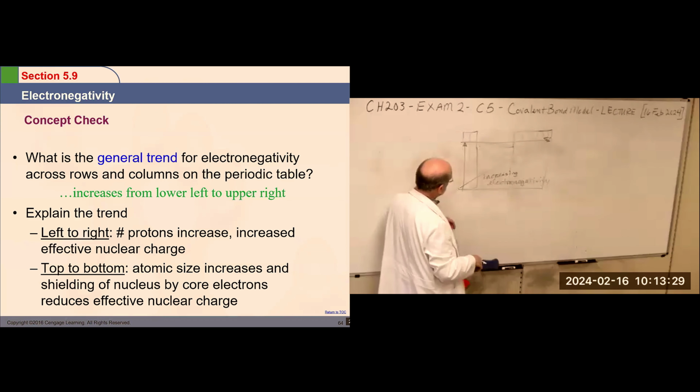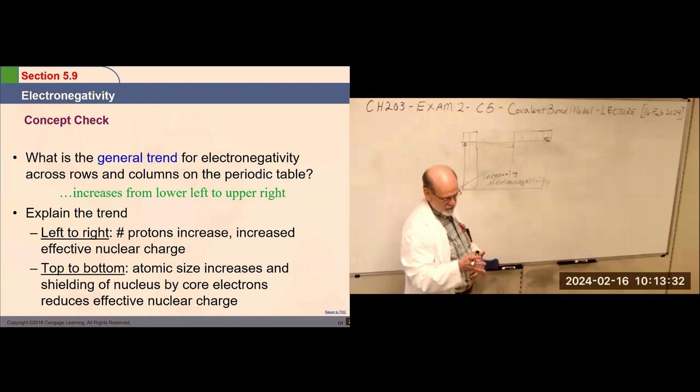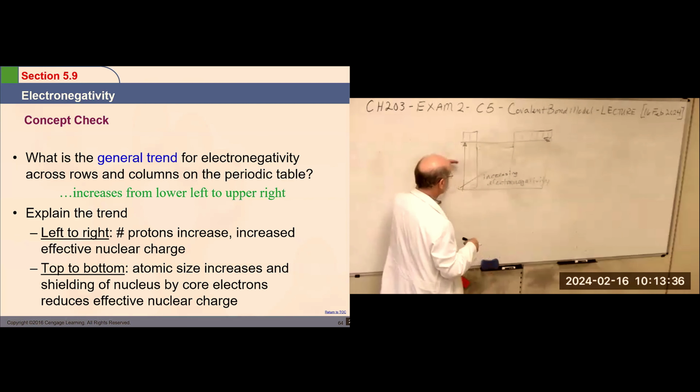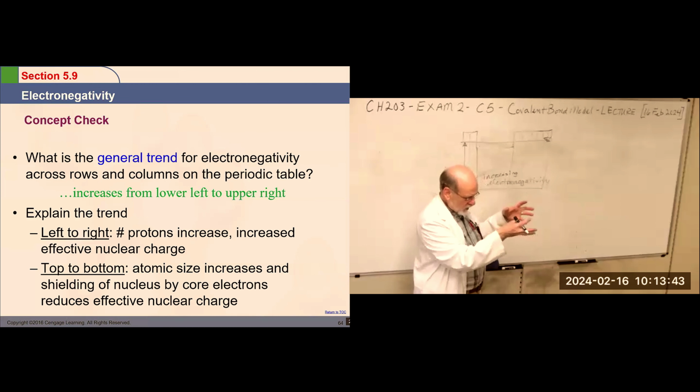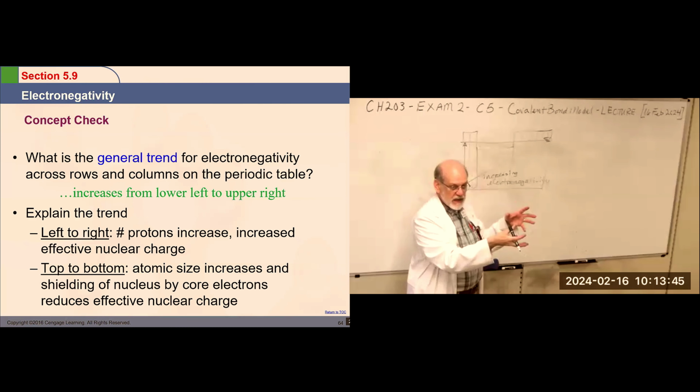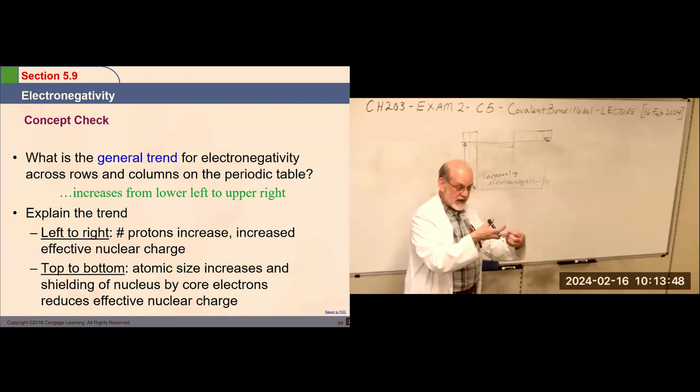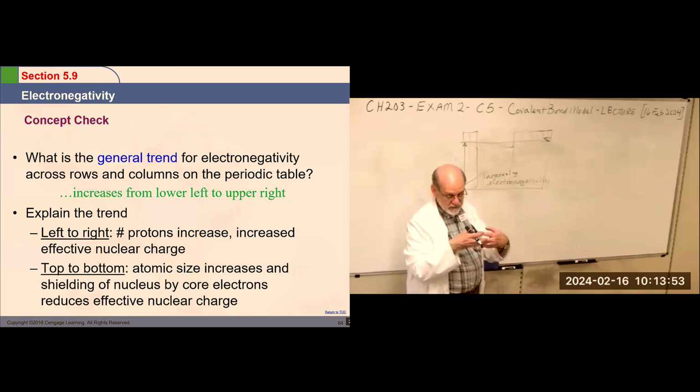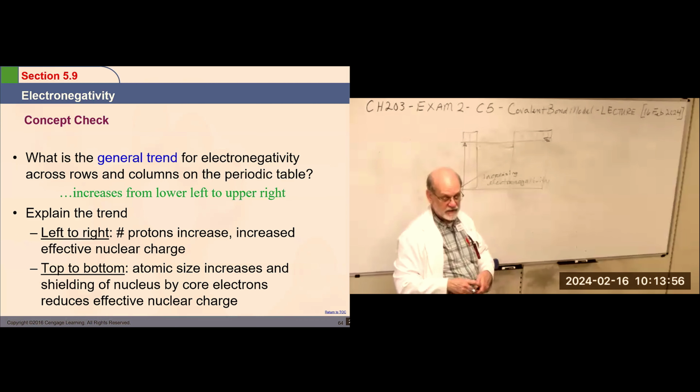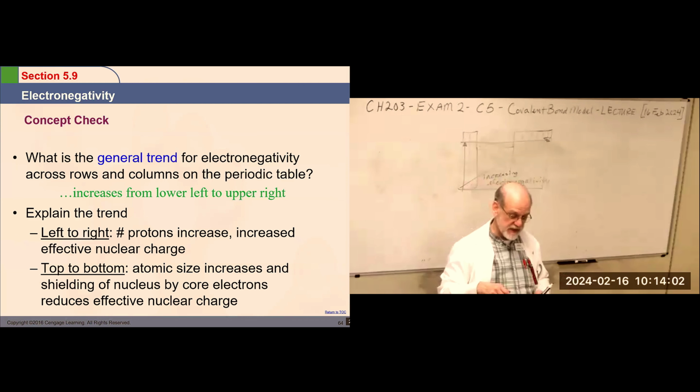When we go from, well, the description here is from top to bottom, it decreases. In this case, the size of the atom is increasing from top to bottom. And as you increase the size of the atom, what you have is core electrons on the inside. And even though we're adding more protons as we go down, those core electrons are shielding the nucleus. So we're effectively decreasing the nuclear charge that the outer electrons see. And then the same argument could be used in reverse as you go from bottom to top.